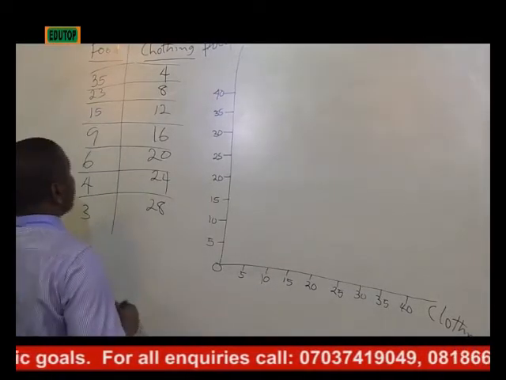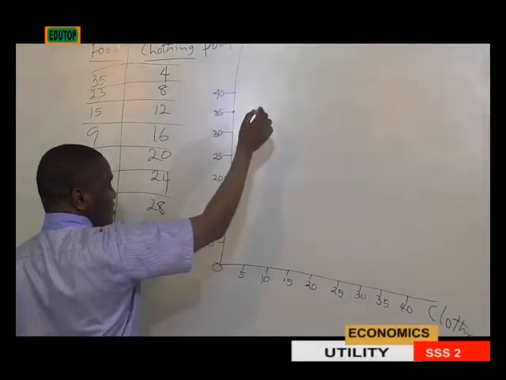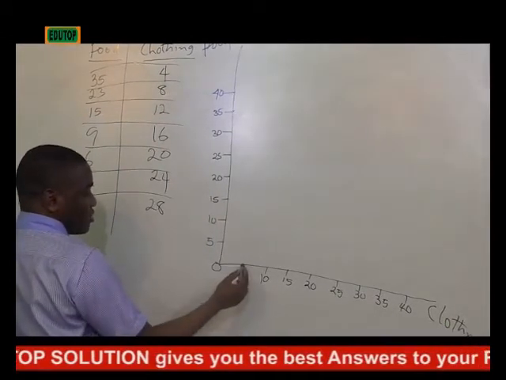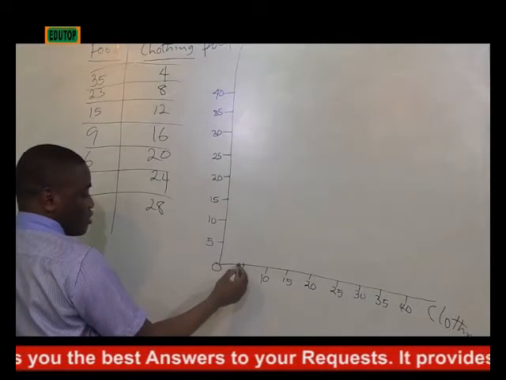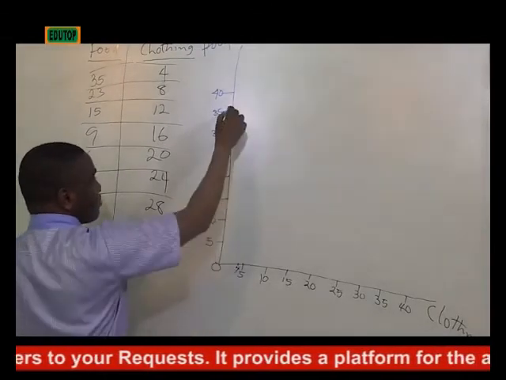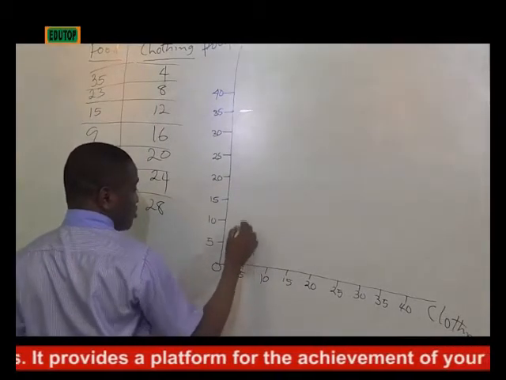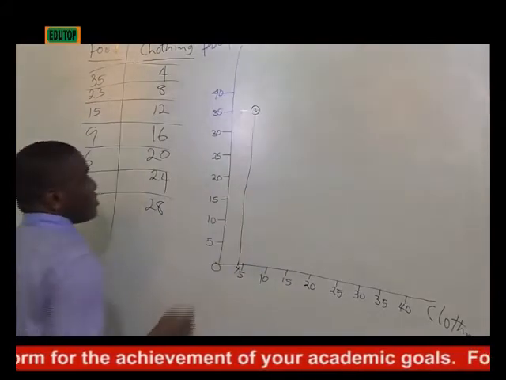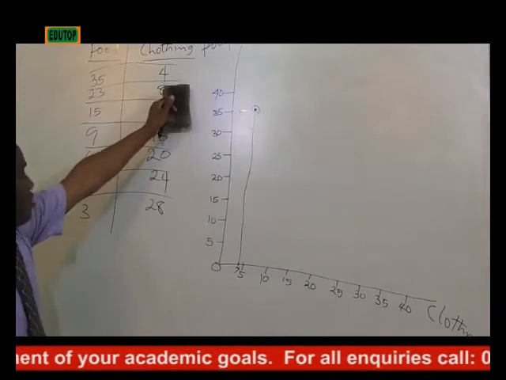When food happens to be 35 quantity, this is food at 35 quantity, and clothing happens to be 4 quantity. This is 0.5. That means 4 will be a little bit closer to 5. Let's say this is 4. Then this point and this point need to meet. This point will continue like this, and this one will continue up like this. This is the point where they meet. You circle it.